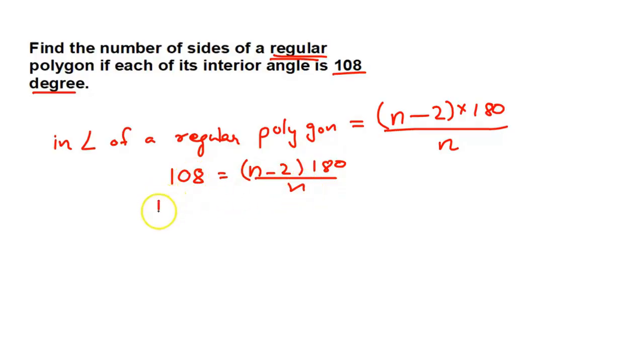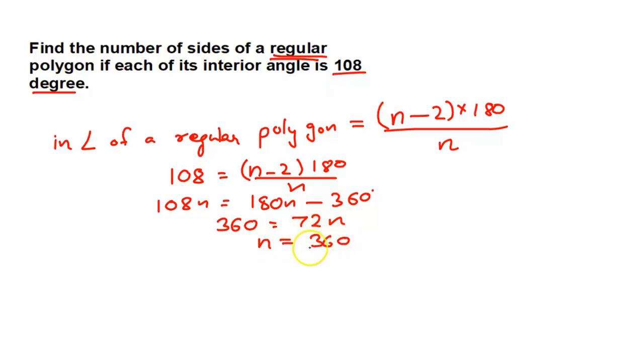We'll multiply this here. So 108n equals 180n minus 2 into 180, that is 360. We'll change the side. So 360 is going to be 180 minus 108, that is 72n. So n is coming as 360 divided by 72, that is equal to 5. So 5 sides.